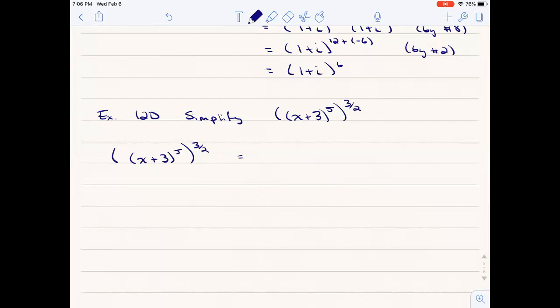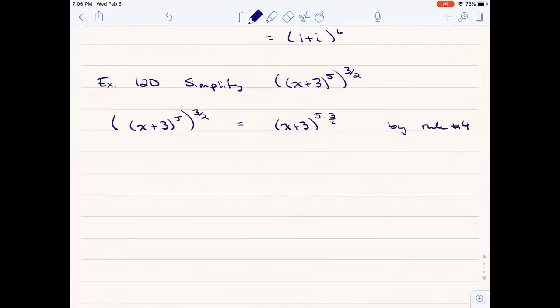We said that if we've got a power and then a power on the outside, we can just multiply those together to combine them, right? And so we can rewrite this as (x + 3)^(5 times 3/2) by rule number 4. But again, you don't have to tell me the rules that you're using, just use them. So this becomes (x + 3)^(15/2), since 5 times 3/2 is 15/2.